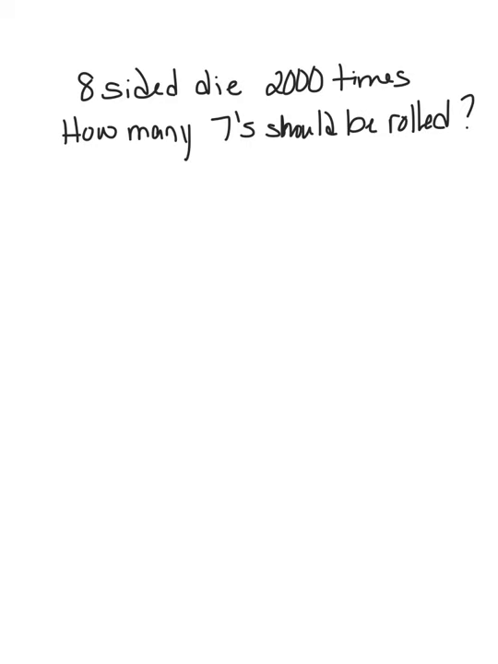So I'm going to again start with a proportion. How many 7s are on an 8-sided die? 1 out of 8. So if I rolled the die 8 times, the 7 should show up once. And again, this is what should happen. When you actually do the experiment, it may not exactly happen. Okay, let's set that equal to x, because we don't know how many we're going to roll out of 2,000.